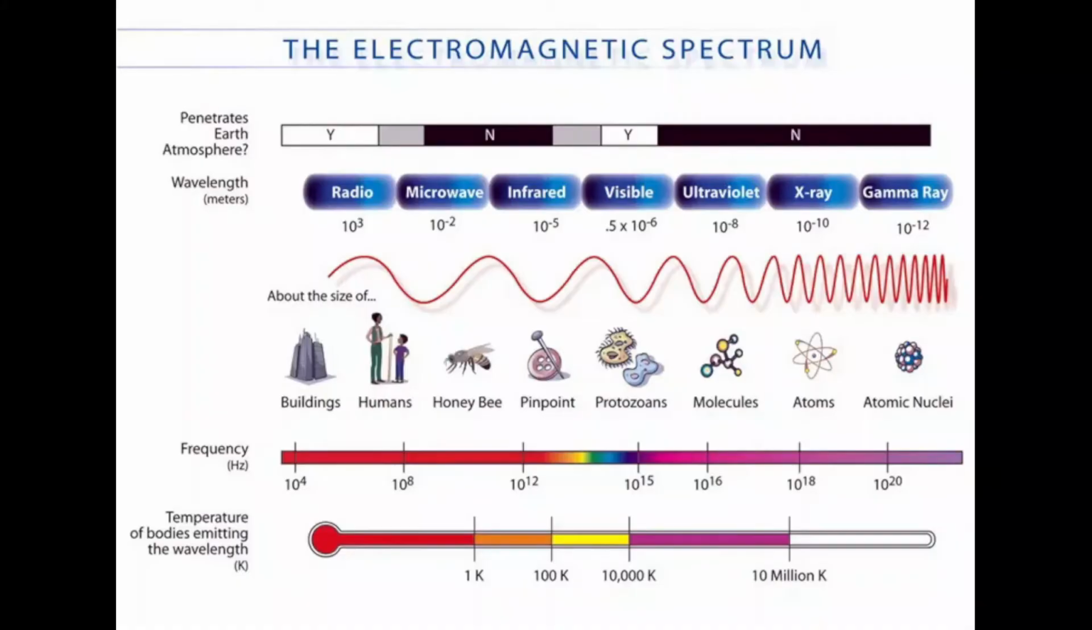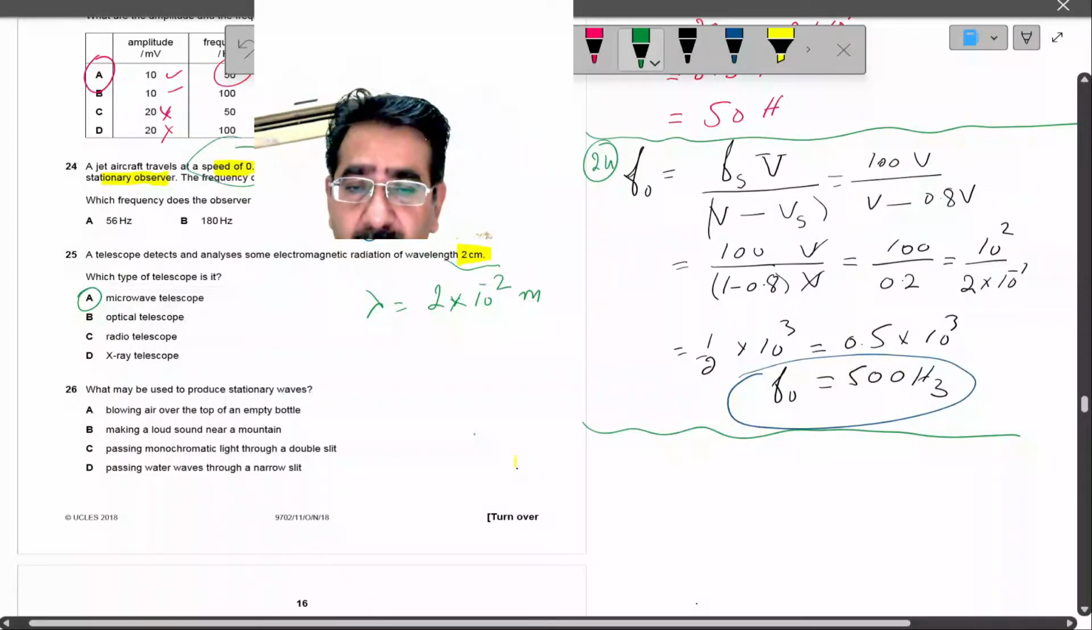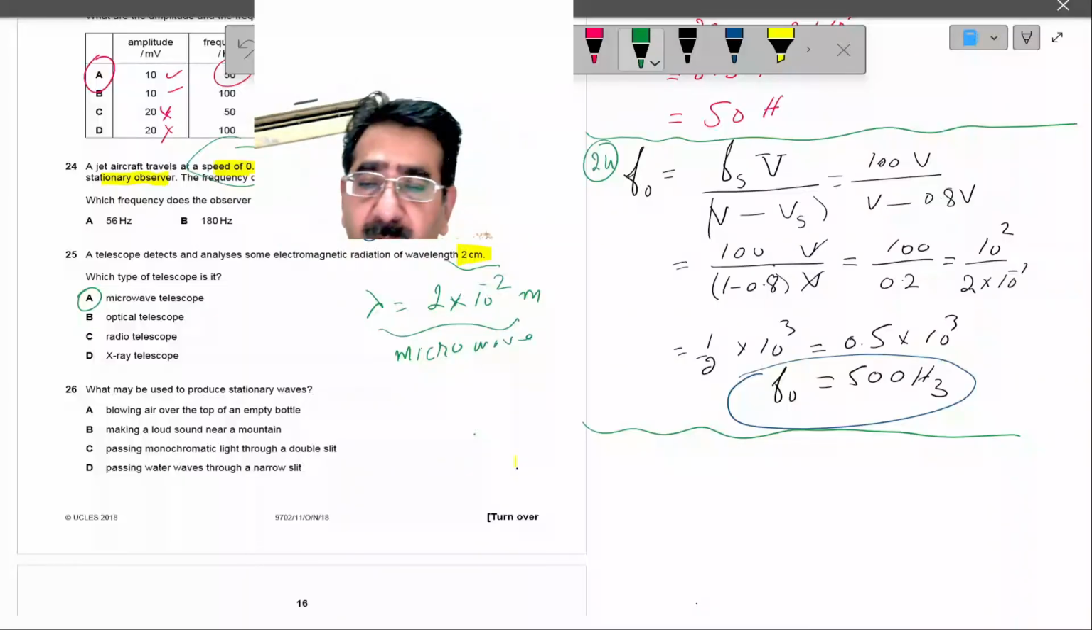The largest wavelength is 10 raised to power 3, that is radio wave. And if we increase the frequency, the maximum frequency is related to the gamma wave. As the question is about 10 raised to power minus 2, the answer will be microwave. So the answer of 25 will be A, because this wavelength is smaller than the radio wave, but it falls in the microwave.